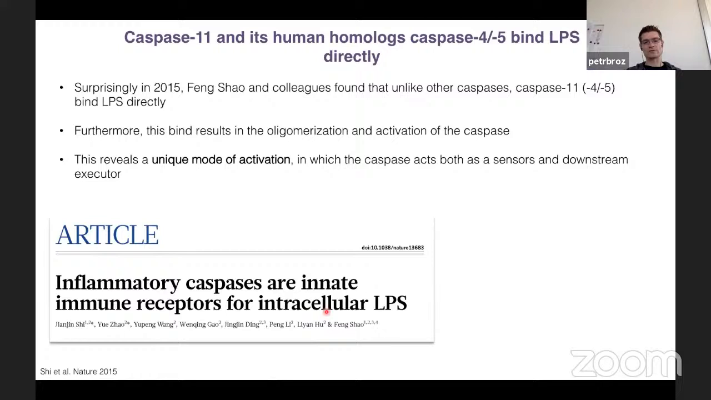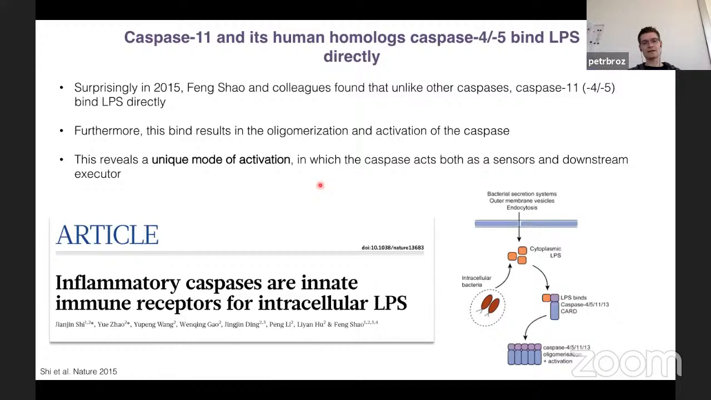So what they found is that unlike other caspases, caspase 11 and its human counterparts, caspase 4 and 5, work differently. They have the ability to directly bind LPS. So they don't require a sensor, but they directly interact with LPS. And this interaction results in their oligomerization and eventually in the activation of the caspase. So this is a little bit of a unique mode. There is no other protein complex required to induce this activation of the caspase. So it's shown a little bit here. So LPS binding will oligomerize the caspase, and the caspase will then be activated.